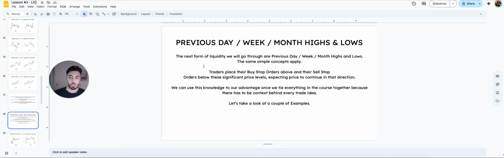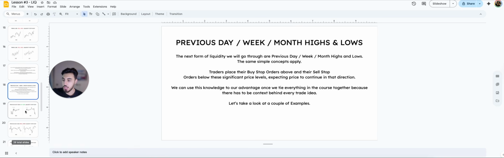But we can use this knowledge to our advantage once we tie everything in this course together, because there is a lot of logic behind this concept which you are learning. Now you understand why equal highs are equal highs. You didn't understand it before, and we're gonna dive into a lot of examples in this case. So now take a look.